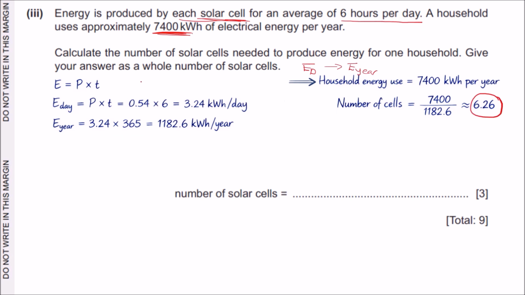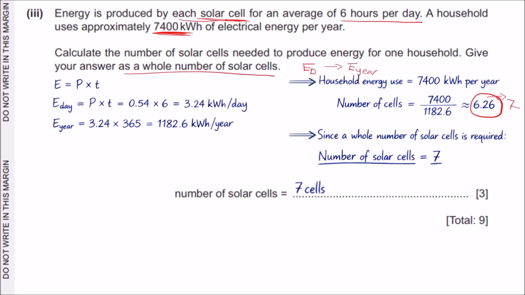But there is a very important aspect: the question said your answer must be a whole number of solar cells. So should we pick 6 or 7? If we pick 6, they won't be producing 6.26. It will be less than 6.26. This fraction, where will it come from? So we need to move to the next whole number, which is 7. 7 are the ones which can at least produce a minimum of this. So our final answer is supposed to be 7 cells.